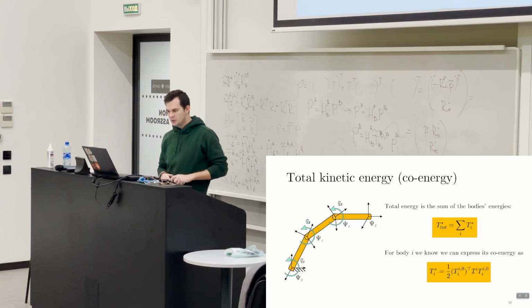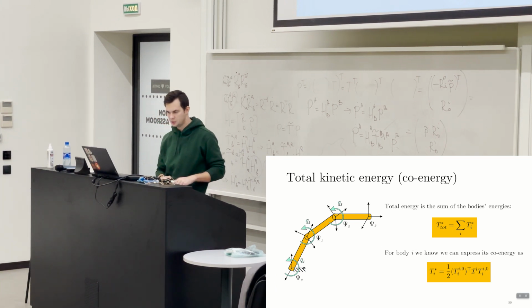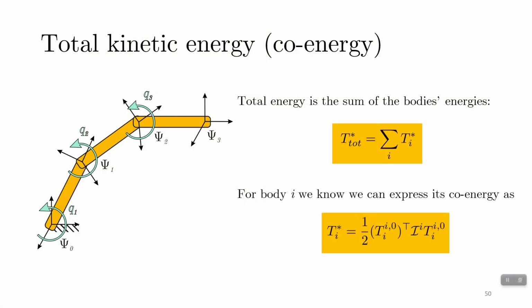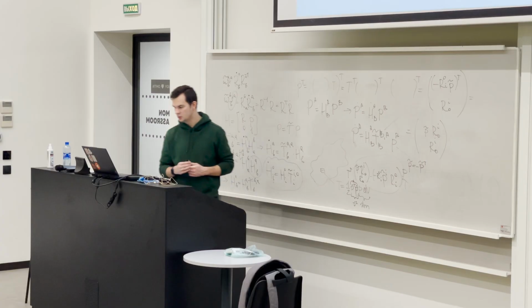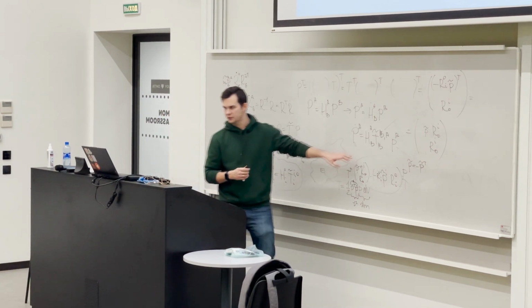So let's assume that we have a robot. How can we compute the kinetic energy? For the whole system, we need to sum the kinetic energy of each of the links. How can we compute the kinetic energy of one link? We need to multiply the twist transpose times the inertia, just like we just derived.